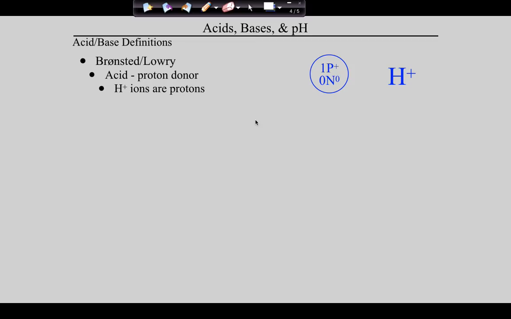But we would expect that. We're going to find the difference when it comes to bases. So guys, let's define bases. Here's the difference. Guys, in the Bronsted Lowry way of thinking, bases do not have to contain hydroxide. Bases simply need to be able to accept protons, which, as we now know, are the same as hydrogen ions.